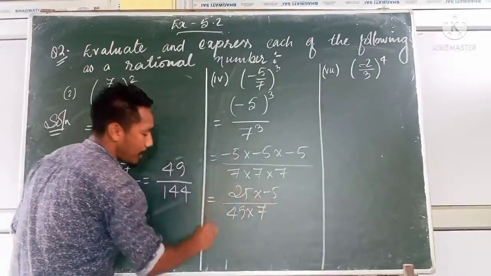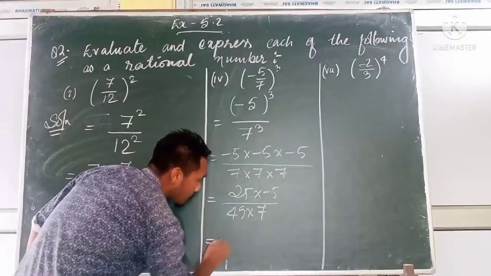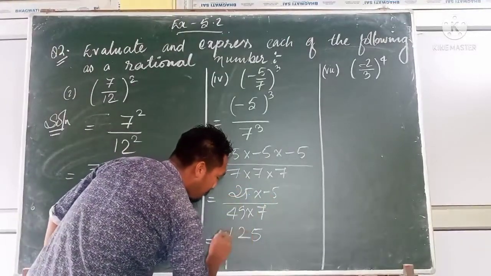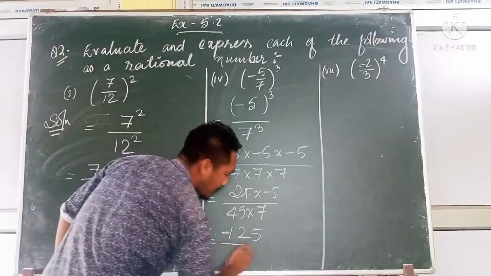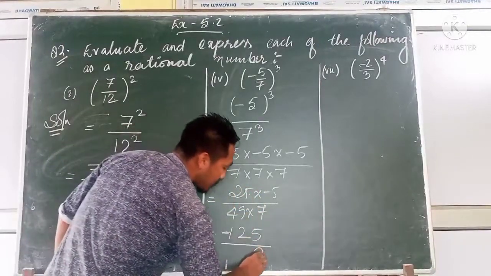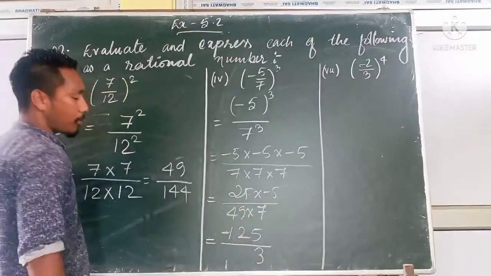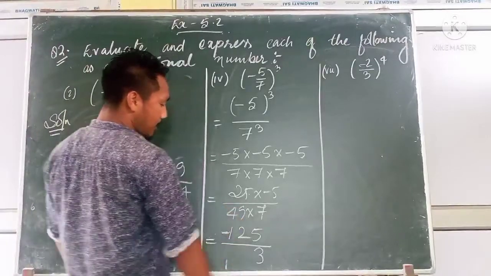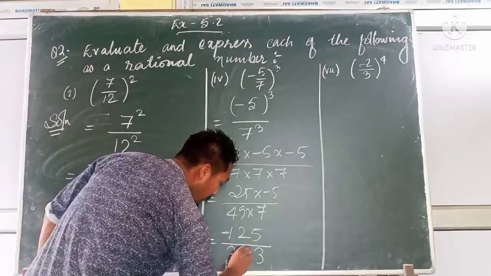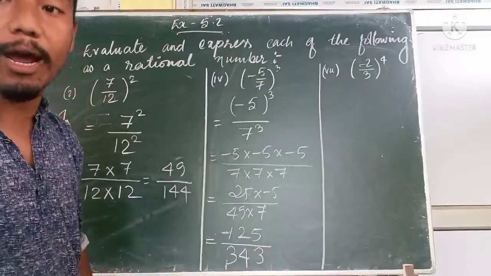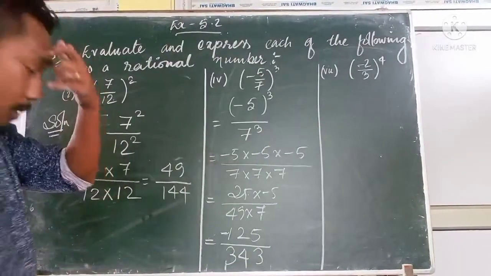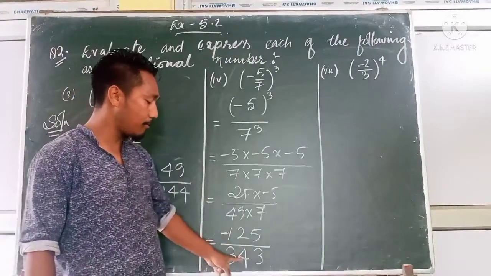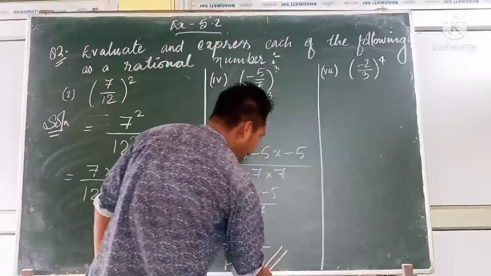So again multiply it, you get an answer: 5 into 5 will become 25, 2 in hand, 5 2s are 10, 12. 125, minus plus become minus. 7 9s is 63, 6 in hand, 7 2s are 14, 6 in hand, 7 4s are 28, 28 plus 6 in hand, 34. So this is your answer, that is minus 125 divided by 343. So this is your answer for this one.